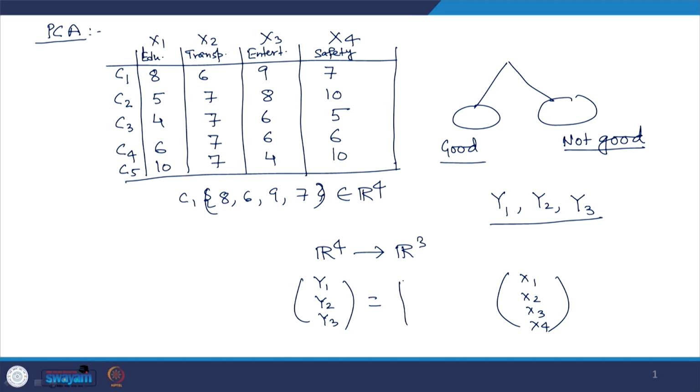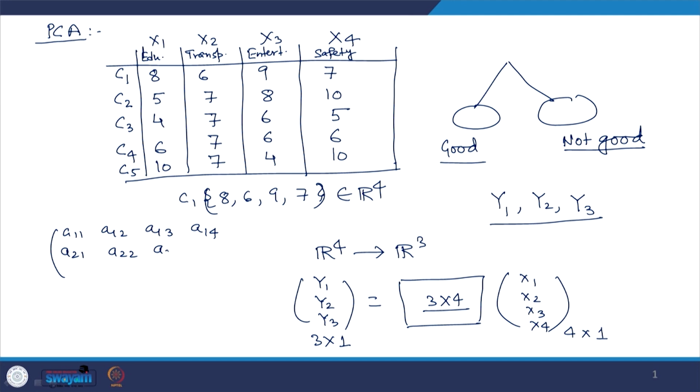So, what do you have to do? It is a 3 by 1 vector from a 4 by 1 vector. So, to get a 3 by 1 vector you need a 3 by 4 matrix, that is a matrix like A11, A12, A13, A14, A21, A22, A23, A24, A31, A32, A33, A34, so that if I multiply it onto x1, x2, x3 and x4, I get this vector y1, y2, y3.